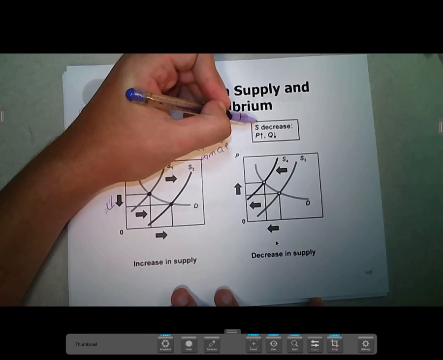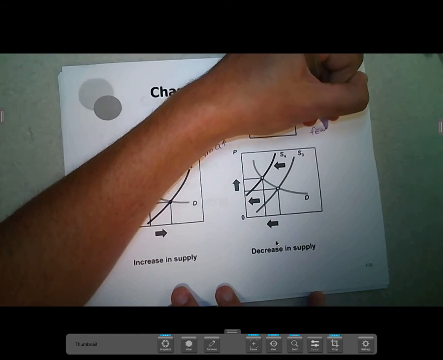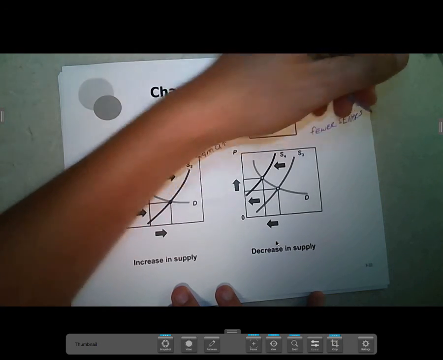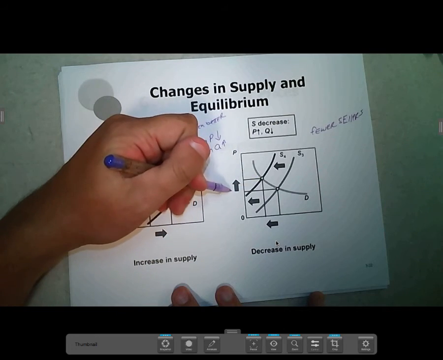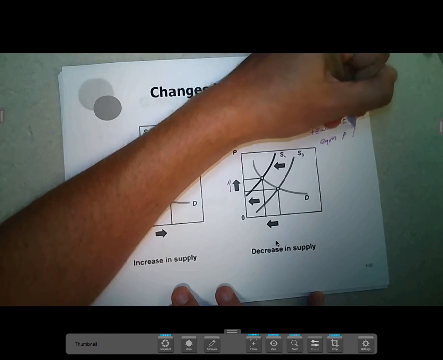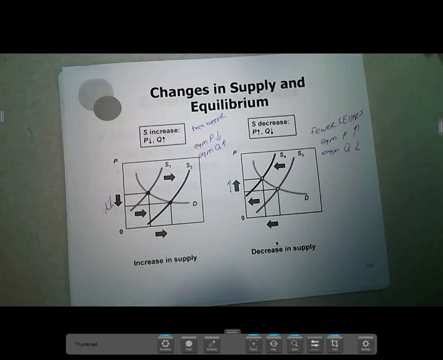How can I get a decrease in supply? Let's say I have fewer sellers. Let's say that some of them go out of business. That would be a leftward shift of the supply curve, causing my equilibrium price to go up and my equilibrium quantity to go down.